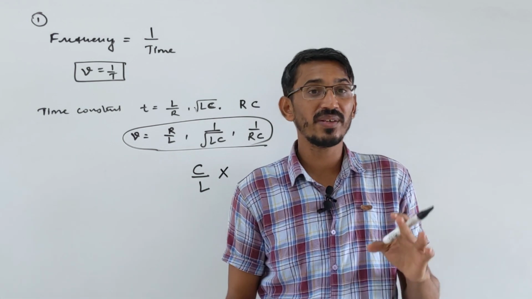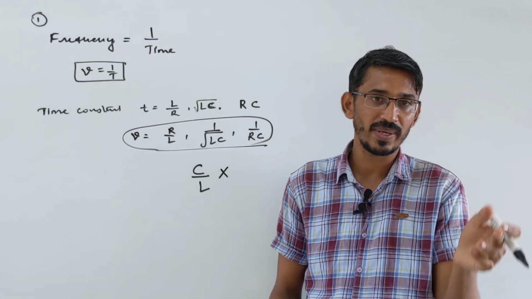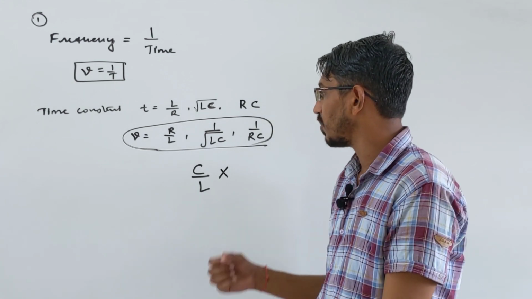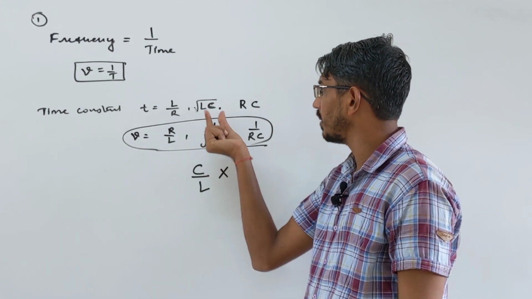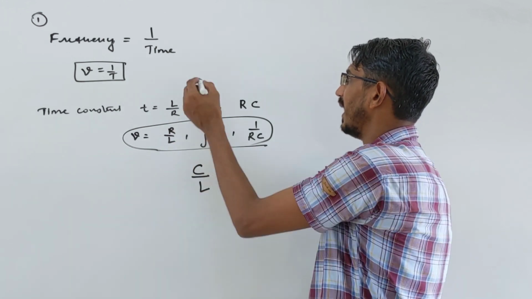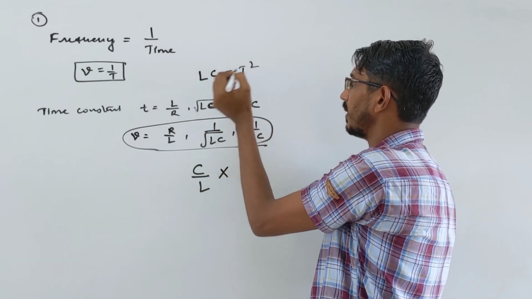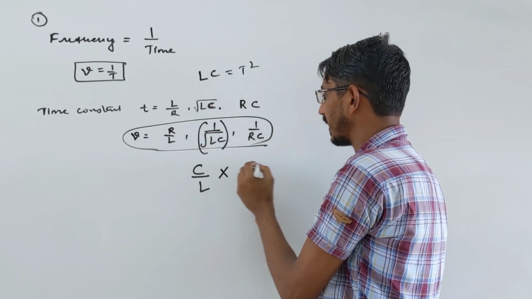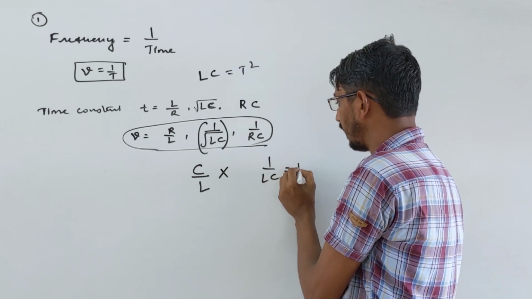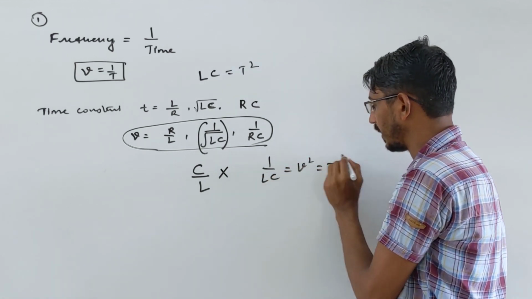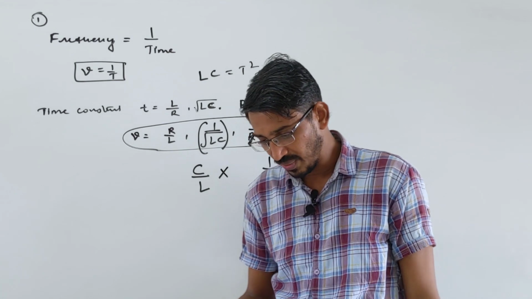So the basic formulas are the time constant formulas. I have explained many things: they can change small things, like removing the root and writing just LC, then this becomes time square, or they write 1 by root LC, then it becomes frequency square, so it becomes time power minus 2, right? These things you have to understand.